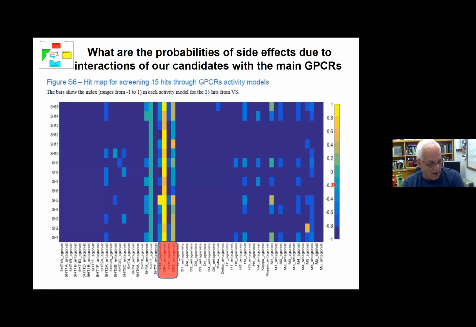One more test for those 15 molecules was to pass all of them through those 58 models for GPCRs. Those are the serotonin receptors, the dopamine, histamine, opiates, and muscarine receptors. And as you may see, each line here relates to one single candidate molecule's possible interactions with all those 58 receptors.